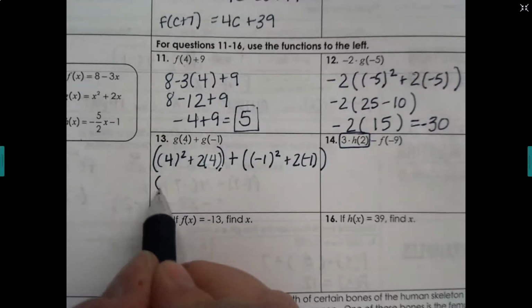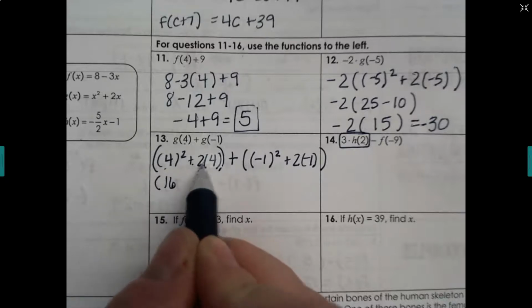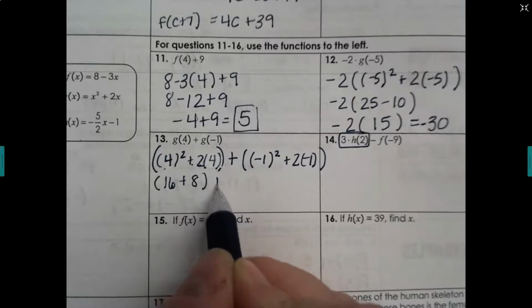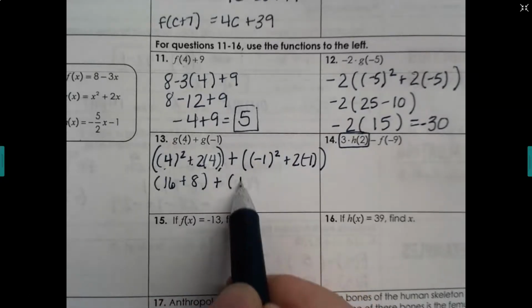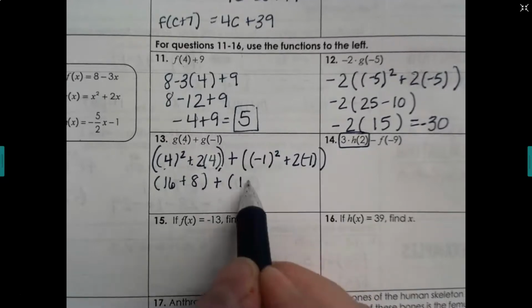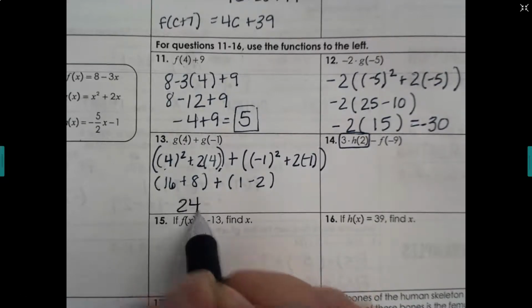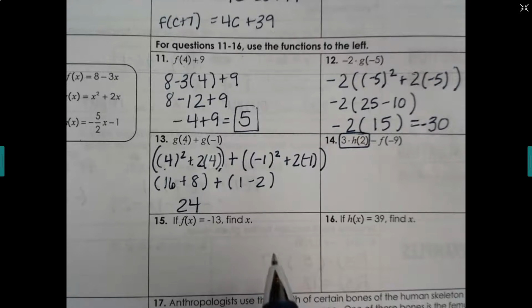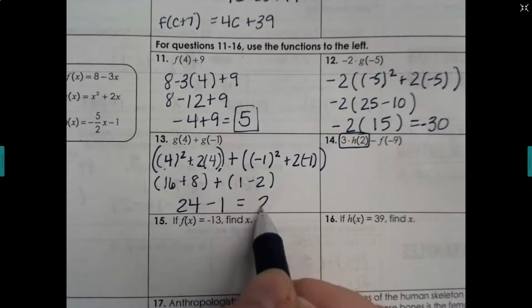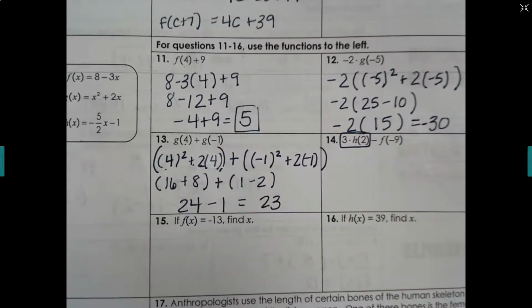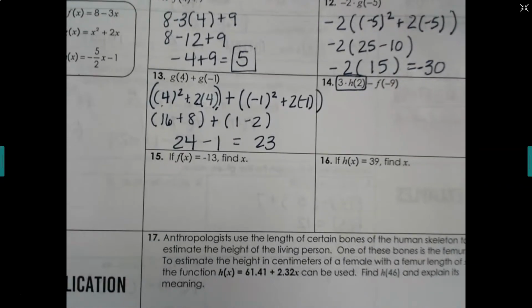So we have 4 squared, which is 16, plus 2 times 4, which is 8, plus negative 1 squared, which is 1, and a positive 2 times a negative 1 is negative 2. So 16 plus 8 is 24, and then we have 1 minus 2, which is negative 1, and 24 minus 1 is 23. So these have a lot of things to pay attention to. There's a lot of detail that you got to pay attention to. Today's just the first day of practice to help us get used to it.